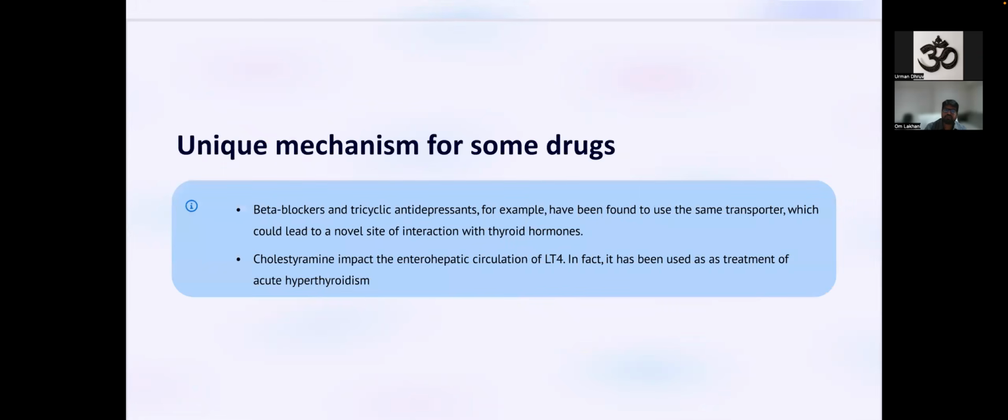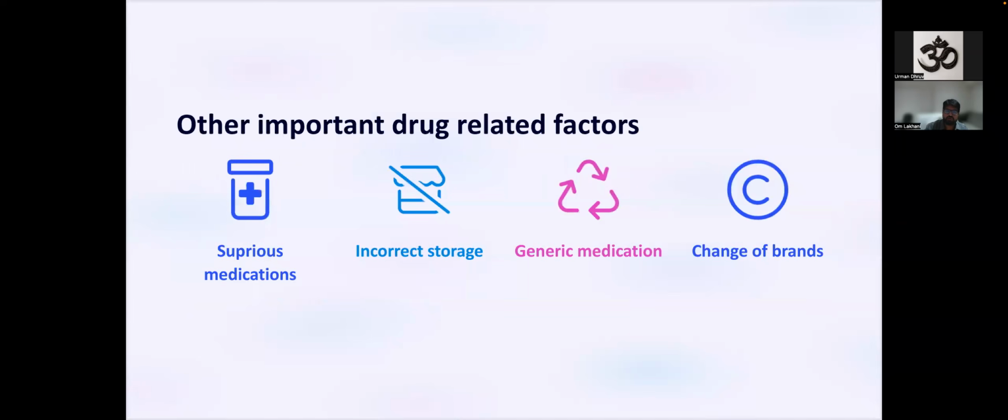Now, some of these drugs have a unique mechanism. So beta blockers and tricyclic antidepressants actually use the same transporter which levothyroxine uses for absorption, and because of that, this could impact levothyroxine absorption. And cholestyramine impacts the enterohepatic circulation of levothyroxine. In fact, this is the reason why cholestyramine is used as an off-label treatment for hyperthyroidism in some of these patients. So that's why cholestyramine can impact enterohepatic circulation. So this is something which is important.